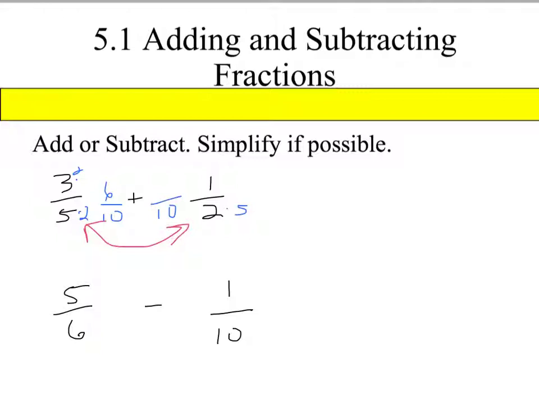They are equivalent fractions. So we need to find equivalent fractions to that fraction. For 1/2, I need to multiply the bottom times 5, which means I need to multiply the top times 5, and I get 5/10. Now I'm adding 6/10 plus 5/10. When I add those together, I get 11/10. Put that into a mixed number, and my answer will be 1 1/10.